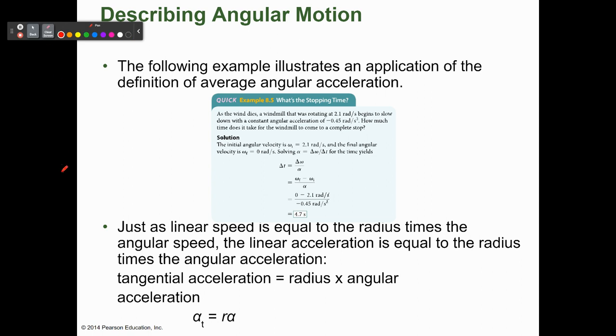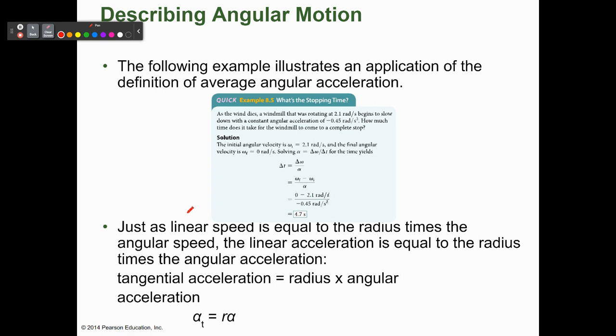Okay, so here's an example problem. As the wind dies, the windmill that was rotating at 2.1 radians per second begins to slow down with a constant angular acceleration of negative 0.45 radians per second squared. How much time does it take for the windmill to come to a complete stop? So we can see the negative sign indicates that this thing is slowing down.